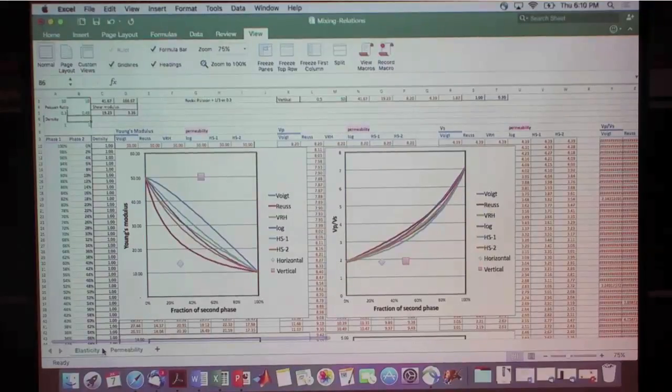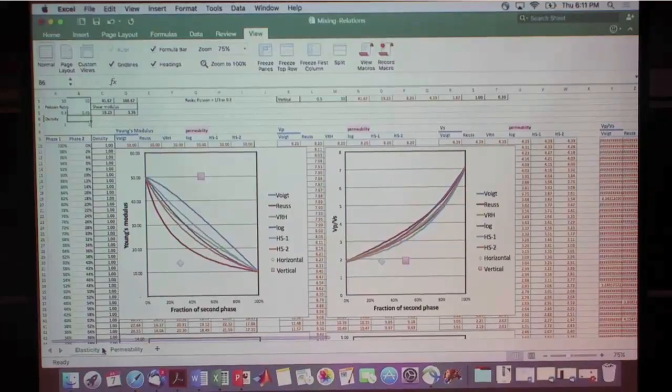I show you, and you see that you get similar results, but not exactly. So you cannot do these. You can do corrections.